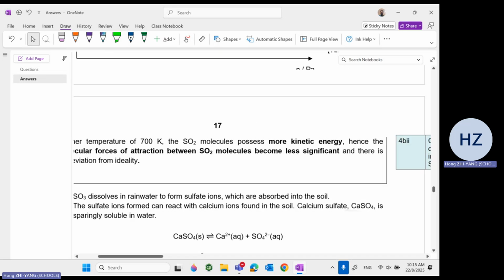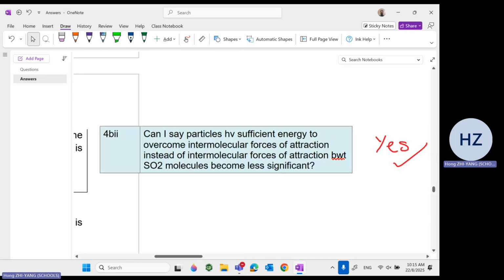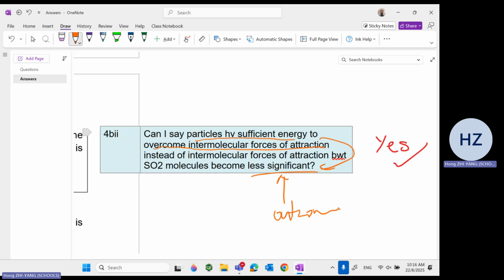The query was, can I say that the particles have sufficient energy to overcome the intermolecular forces? Answer is, actually, this is the reason why it becomes less significant. So you are actually bringing in the reasoning to supplement the outcome. This is the outcome actually to answer the question. So if your answer is to replace it, not really correct, but if your answer is to add on to it, yes, it's about add on.